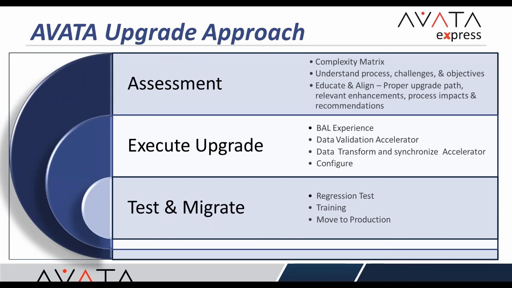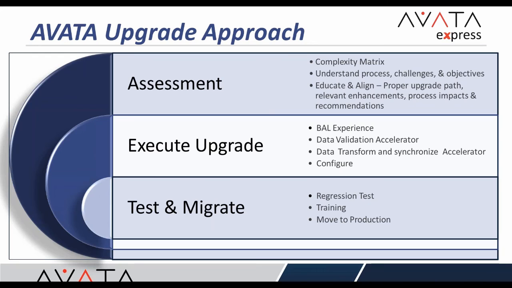As Sanjay just walked you through, our experience with the BAL tool. And then we also have, over the years, developed a couple solutions underneath our AVATA Express program, the Data Validation Accelerator and Data Transformation and Synchronization. Boy, that's a mouthful. That basically allows us to, in an automated way, compare data between your current environment and the upgraded environment. And in some cases, for example, like calendar months, you may want to do some transformation and aggregating of the data. In that case, we can do that in an automated fashion as well as make sure that it ties out and compares.